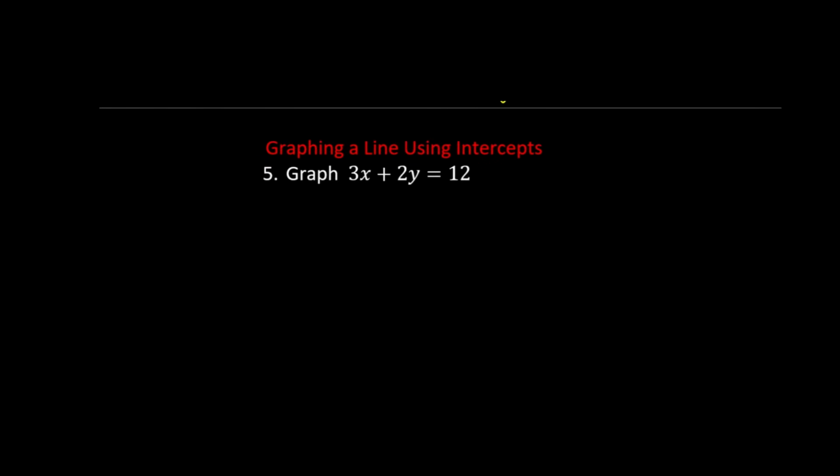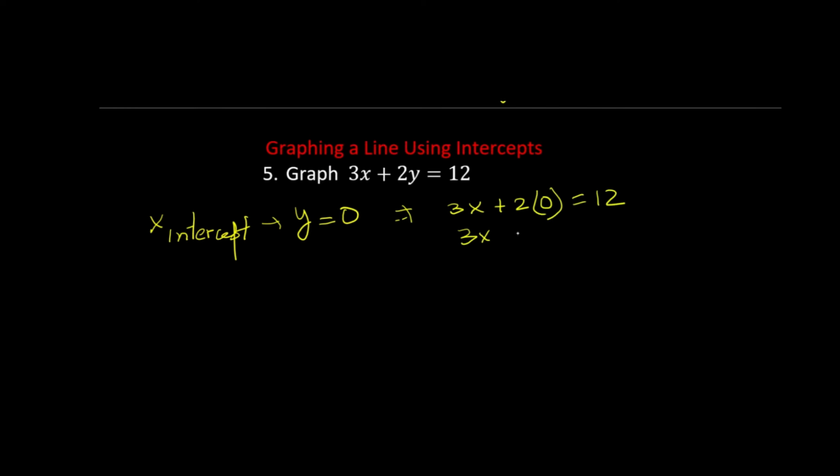Problem 5. Graphing a line using intercepts. Let's graph this equation in standard form, 3x plus 2y equals 12. To find the x-intercept, plug in 0 for y. That gives 3x equals 12. Solving for x, divide both sides by 3 and x equals 4. So the x-intercept is 4, 0.